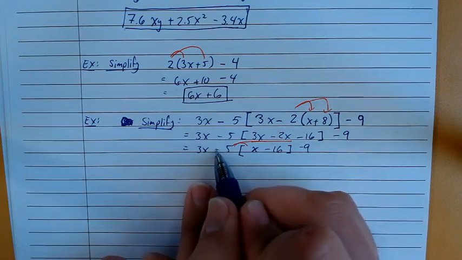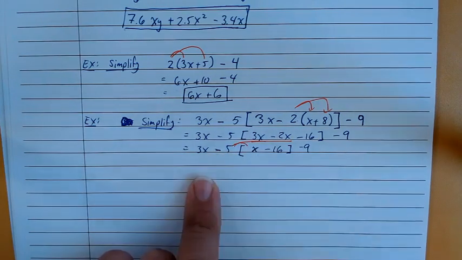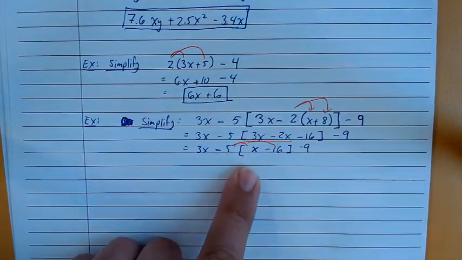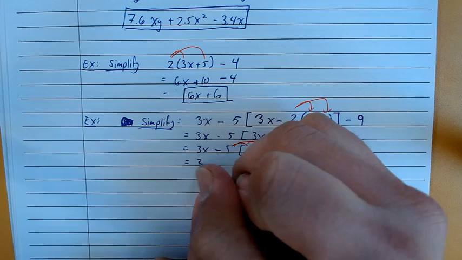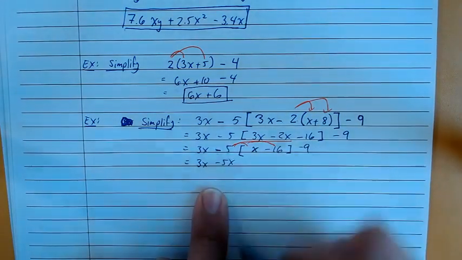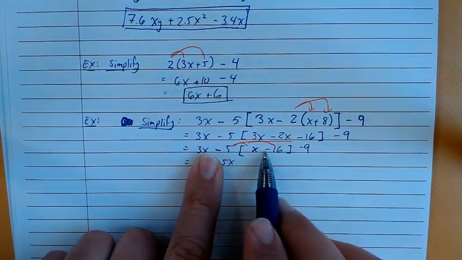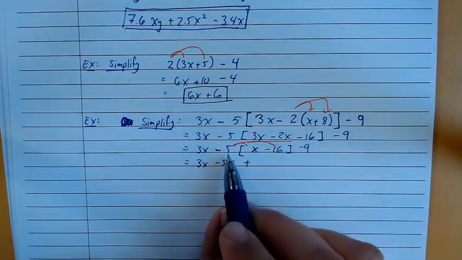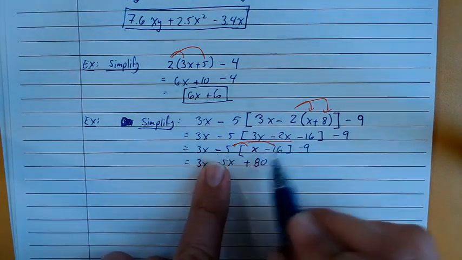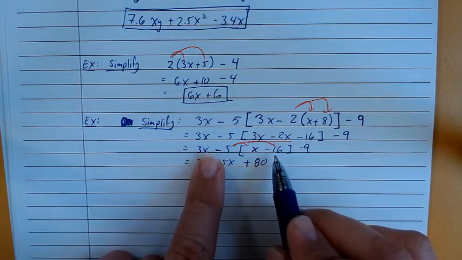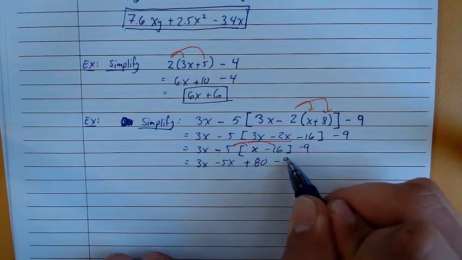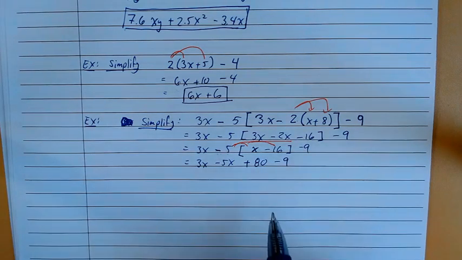Oh, I guess I should say negative 5, because that negative is part of the number. So when we distribute, it's going to carry that negative with it. The 3x, we're going to leave alone for now. But minus 5 times x is minus 5x. Now, careful here. A negative times a negative is now a plus. 5 times 16 is 80. Again, negative times a negative made that a positive. When you multiply two numbers that have the same sign, you end up with a positive answer. And then that minus 9 comes on down.